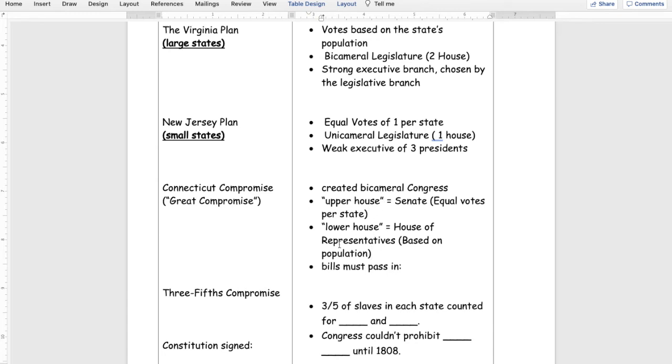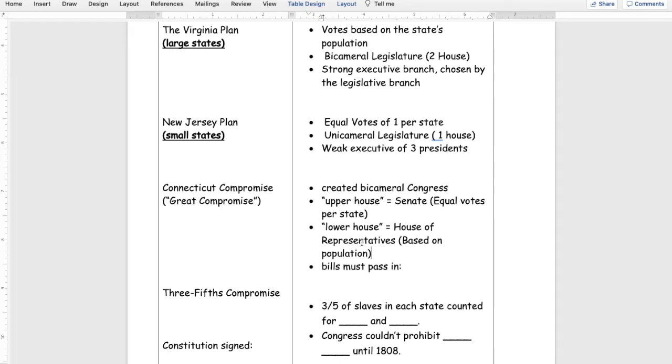We're going to have a crazy number of people in this lower house, and it's all based on the population of your state. So if you live in a state with a lot of people like Virginia, you're going to have a lot more votes than the people that represent New Jersey in the House of Representatives. They will have a smaller amount of people.